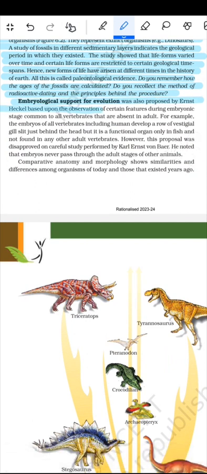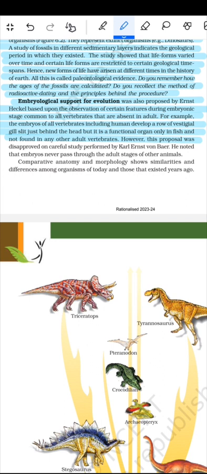Based upon the observation of certain features during the embryonic stage common to all the vertebrates that are present in the adult. For example, the embryos of all the vertebrates including human develop a row of vestigial gill slits just behind the head, but it is a functional organ only in the fish and not found in any other adult vertebrates.